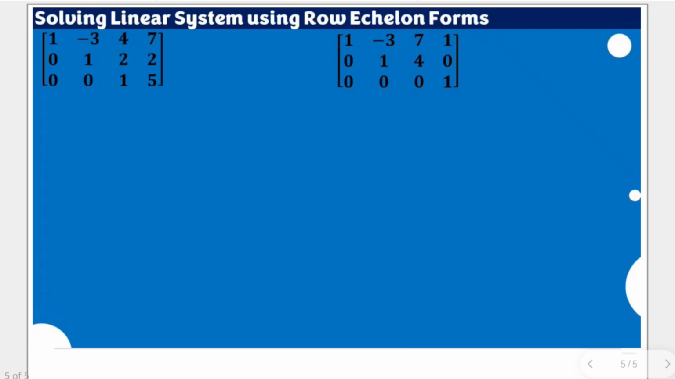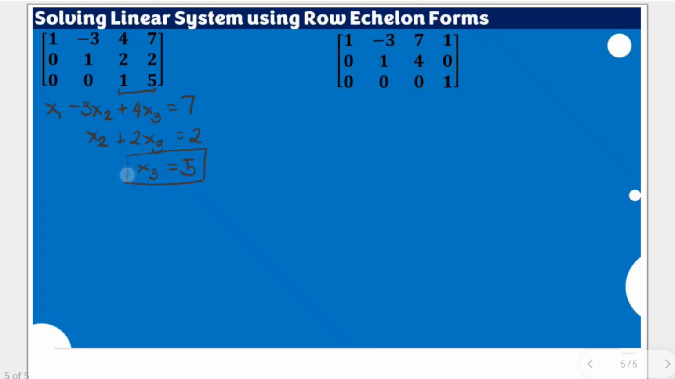So you have here x sub 1 minus 3 x sub 2 plus 4 x sub 3 is equal to 7. That's for the first row. The second row, you will have x sub 2. There you have 0 for x sub 1, so we don't need to write it. Plus 2 x sub 3 is equal to 2. And here comes the first answer, because we already have this relationship at the bottom. We know that x sub 3 is equal to 5.